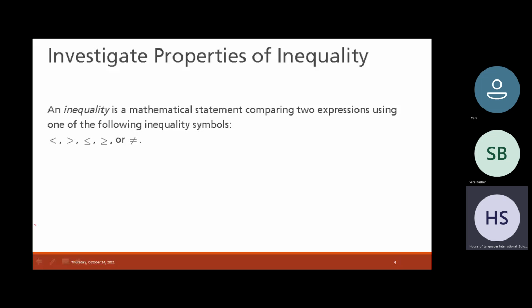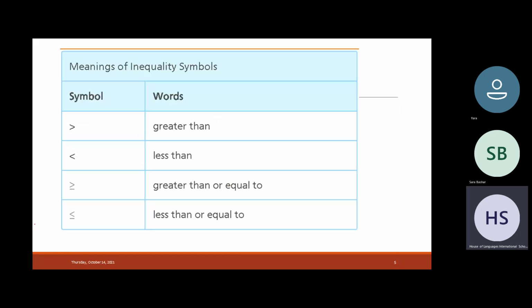Yes, it can be, but not in grade 7. In grade 8, you will talk about how to solve it, like if you have x and y. In grade 7, you only talk about one variable. Okay. Now, let's remember the meaning of the inequality symbols. This is greater than, less than, greater than or equal, and less than or equal, as you know before.